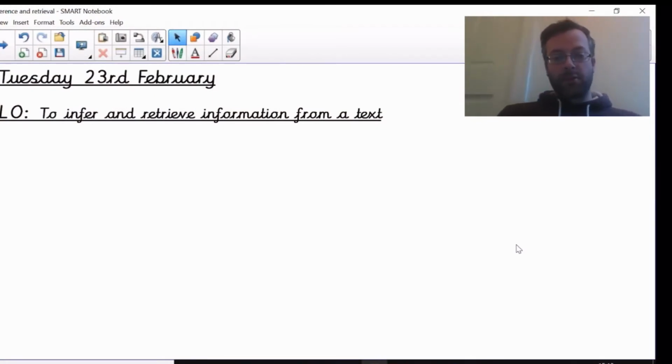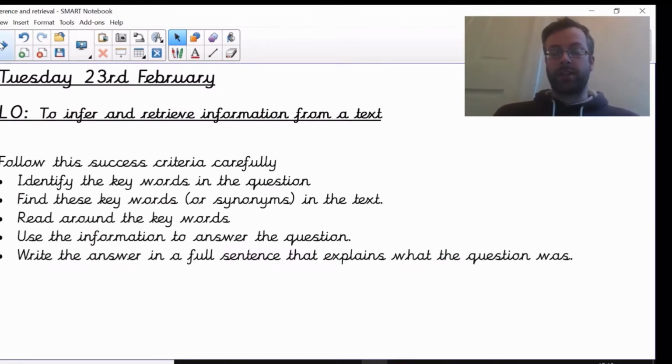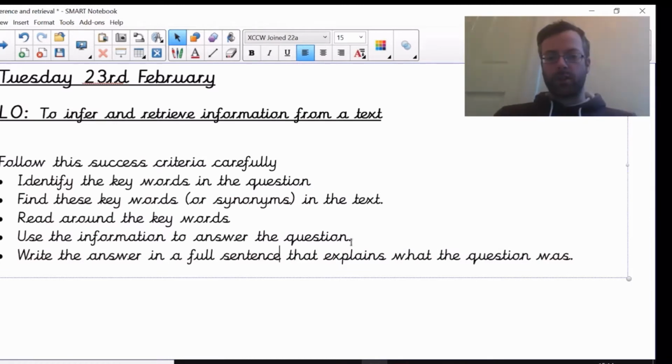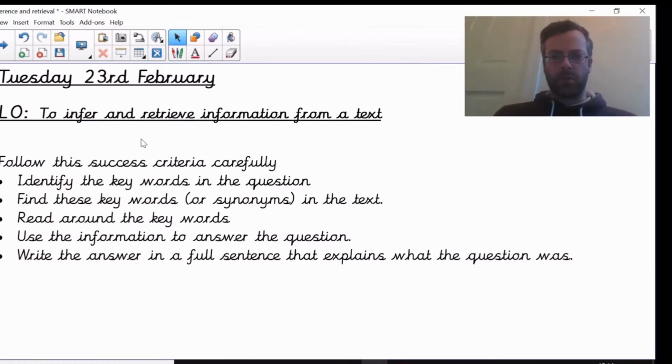Here we go. So we are looking at inferring and retrieving information, also a bit of vocab stuff really. So this is the success criteria that we need to look at as we come to these. So we need to identify the keywords in the questions. We need to find those keywords or some synonyms in the text. We need to read around those keywords. Then we need to use the information to answer the question, and importantly, write in a full sentence that explains what the question was. Okay, so I'm going to just quickly run through a couple of ideas of this. Won't be long. I'm aiming for like a 6-minute video.